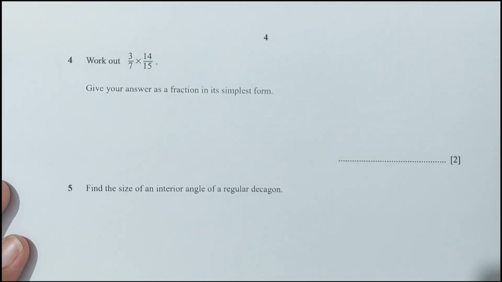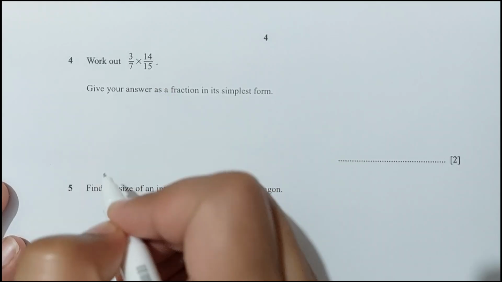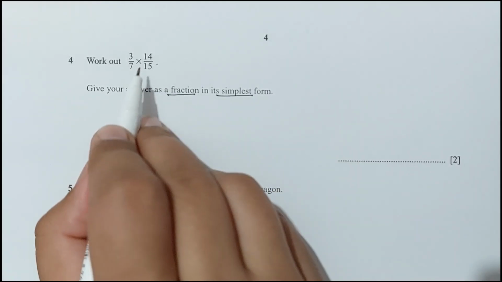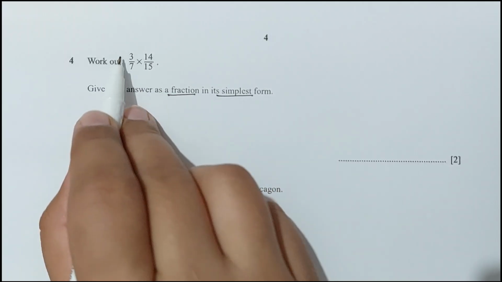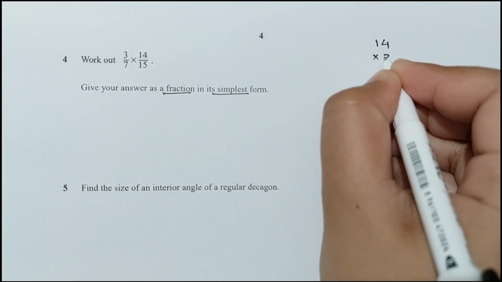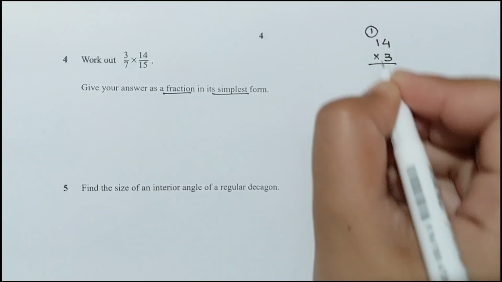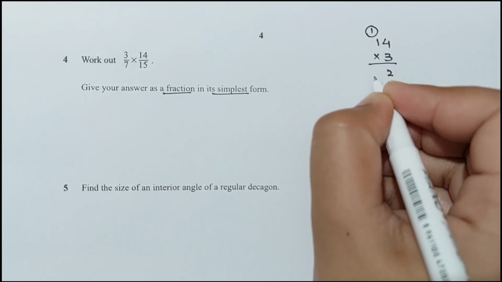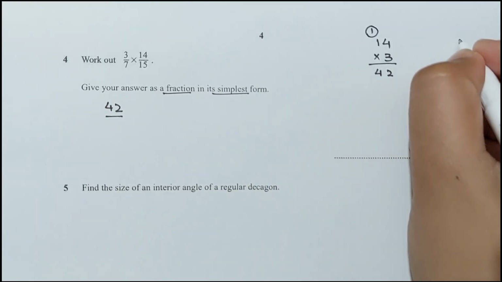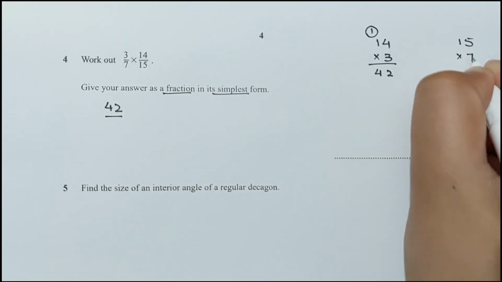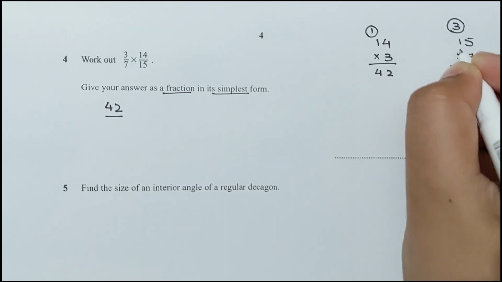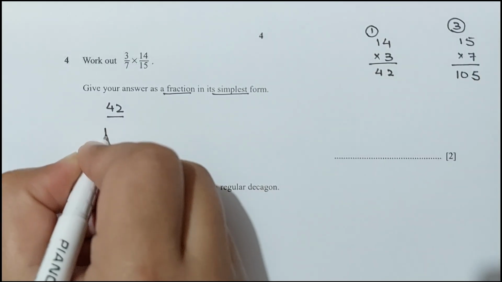Question number 4, work out 3 by 5 times 14 over 15. Give your answer as a fraction in its simplest form. So it is a multiplication. You have to multiply the numerators and the denominators. What is 14 times 3? 3 times 4 is 12. 3 times 1 is 3, and plus 1 is 4, which is 42. And in the denominator, we have 15 times 7. 7 times 5 is 35. 7 times 1 is 7, 8, 9, 10, 105.